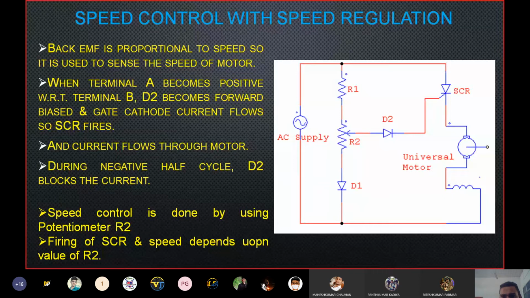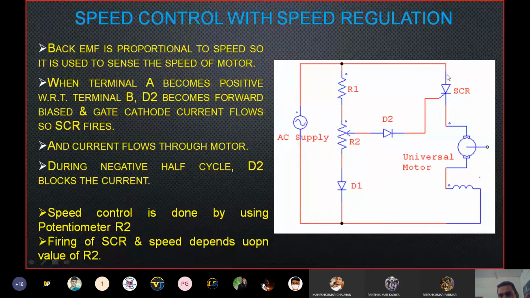What happens when the A terminal becomes positive and B becomes negative? At that time, diode D2 becomes forward biased and gate cathode current flows. In other words, gate pulses are given to the SCR. So when the A terminal becomes positive with respect to the B terminal, diode D2 becomes forward biased and gate cathode current flows, that is, the gate pulses are given. At that time the SCR becomes turned on.